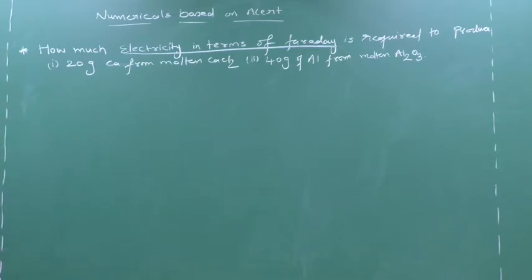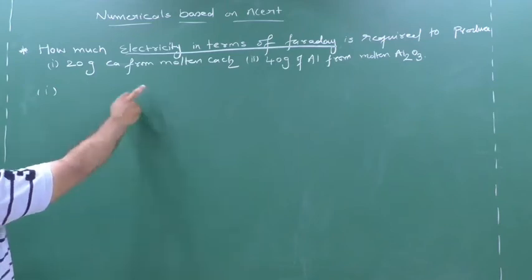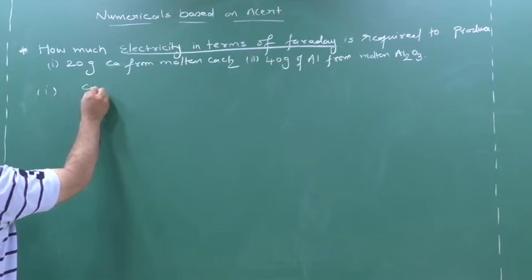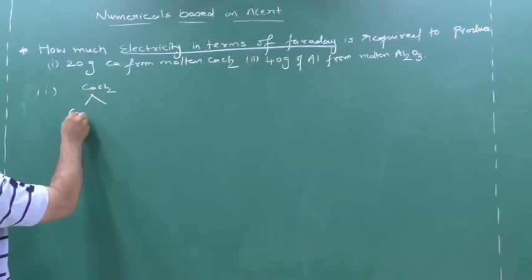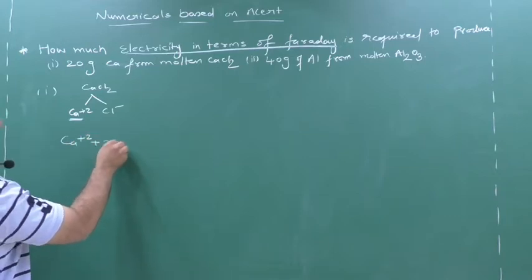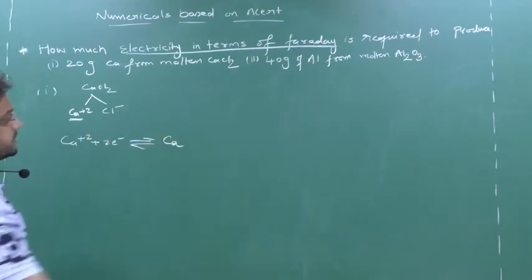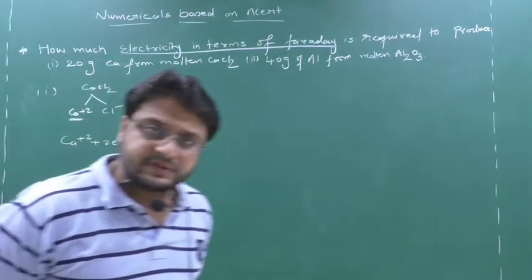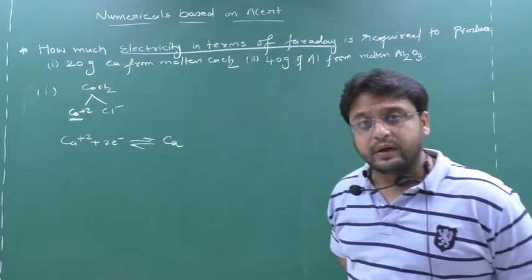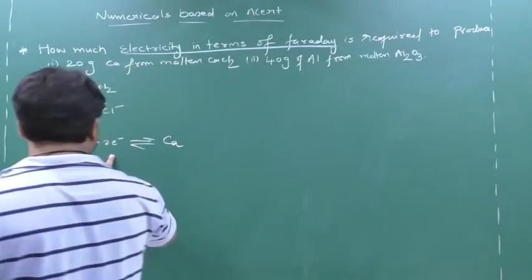Okay, so we'll start here now. First they ask you to calculate the electricity from which compound? From CaCl2. So first you crack CaCl2. If I crack this CaCl2, I'll get Ca plus 2 and Cl minus. Now you know we want calcium, so this ion will help me. So Ca plus 2 plus 2 electron gives Ca, a reduction reaction, because calcium is a metal and metal will always undergo reduction, and reduction occurs at the cathode.